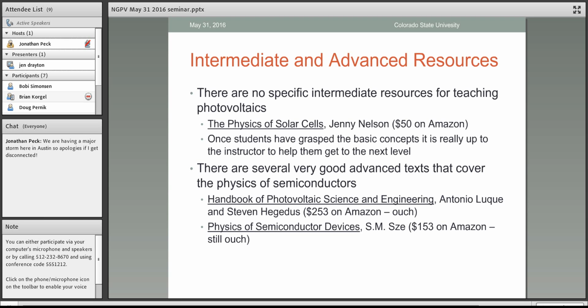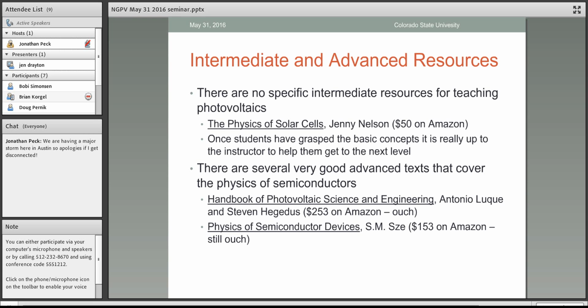Now, when it comes to advanced texts, there's a couple really good ones out there that cover semiconductors. There's the Handbook of Photovoltaic Science and Engineering, which is really a great reference book, but it is $253, which is really, really expensive and very difficult to justify asking a student to buy that. I did make sure that the students had access to it in the library, and I think a couple of them did use it at one point, but those were the graduate students that were in the class and not the undergrads.